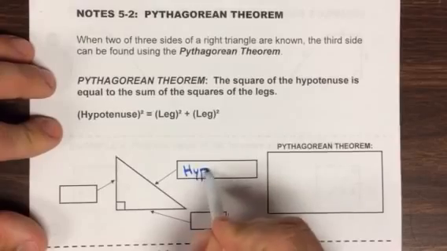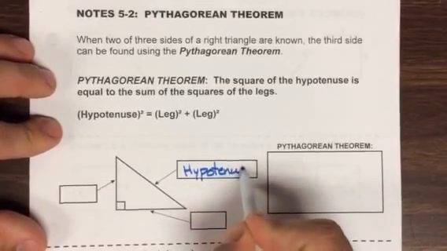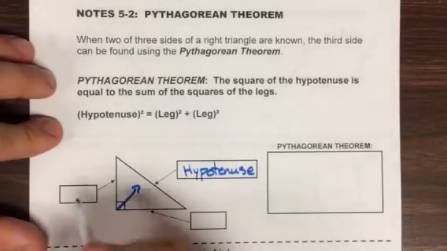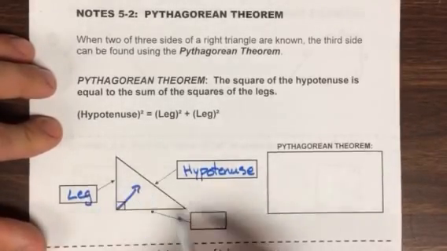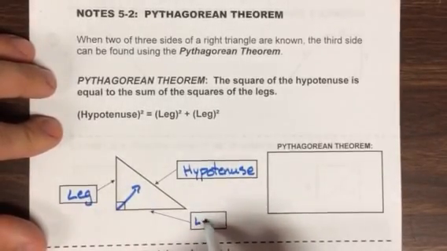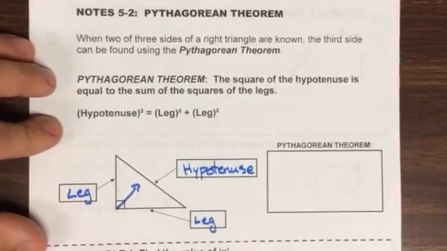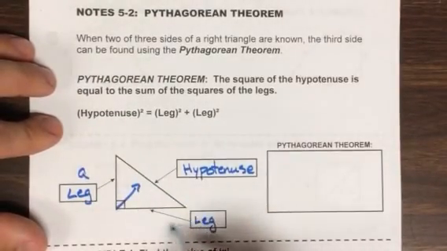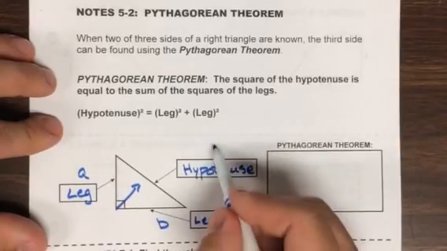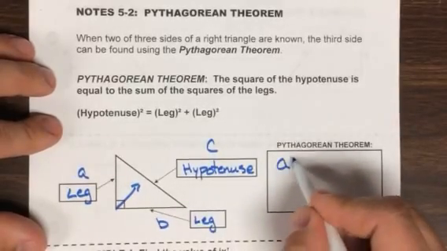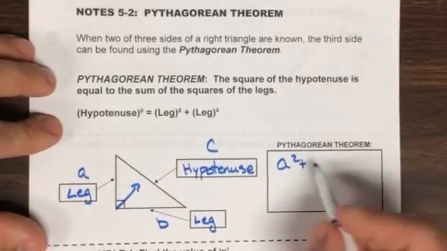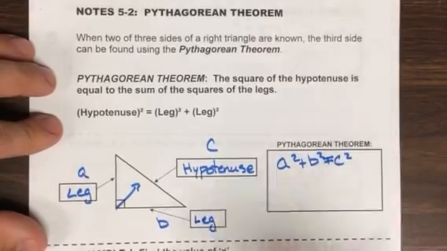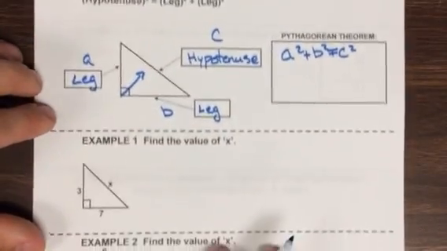Our hypotenuse is always the longest side, and it is always across from our 90-degree angle. Our two legs meet at our 90-degree angle, and we have a tendency to call our legs A and B, and our hypotenuse C. The Pythagorean theorem is often referred to as a squared plus b squared equals c squared. So let's go ahead and put that to use.